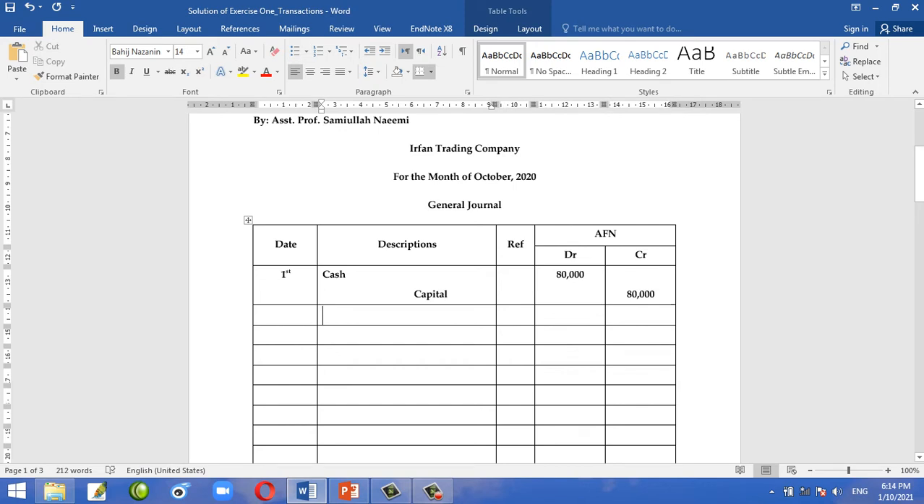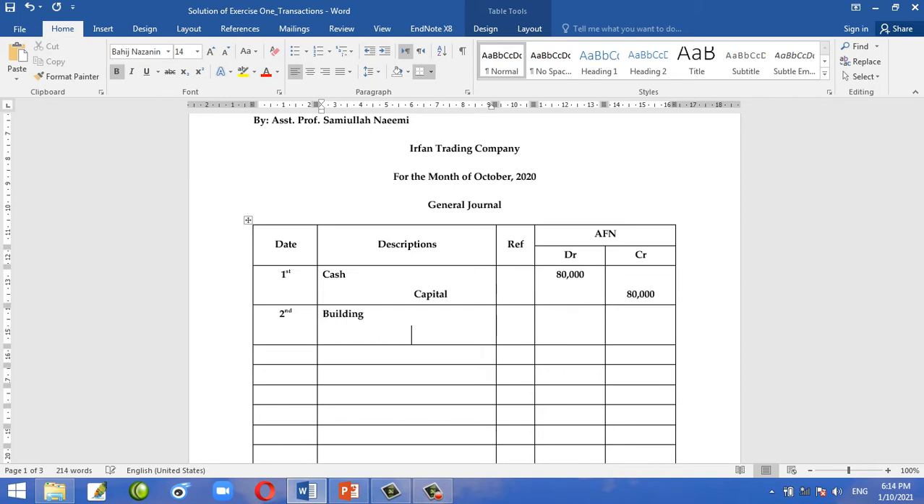Both of them are assets. From one side we have received the building. The building is an asset of the organization. Here you can see that this is the second date of October. From one side we have the building.